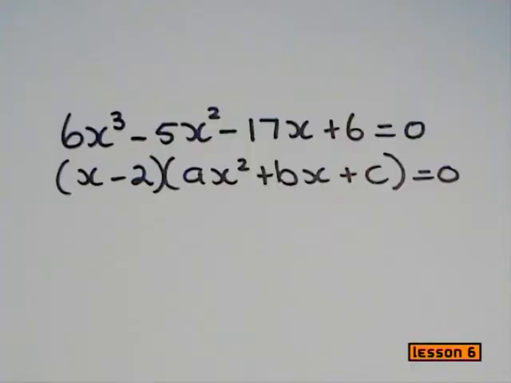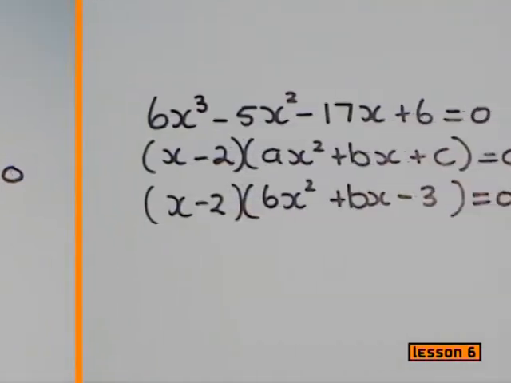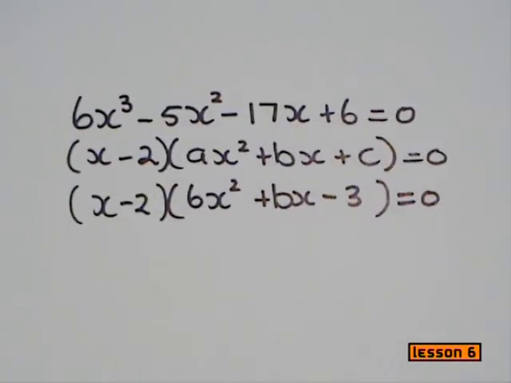We know that one of the factors is x minus 2. In order to get a cubic function, we would need to multiply that by a trinomial, which we can write as ax squared plus bx plus c. Which means that to find the other factors, I need to find the values of a, b, and c in the trinomial. I'll start with a first. x times 6x squared gives me 6x cubed. So, a is 6.